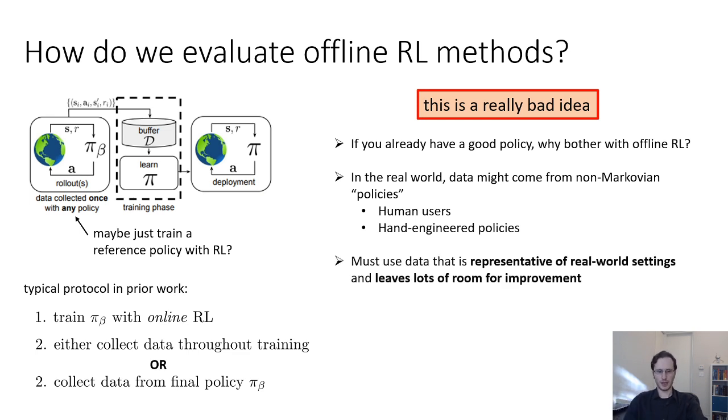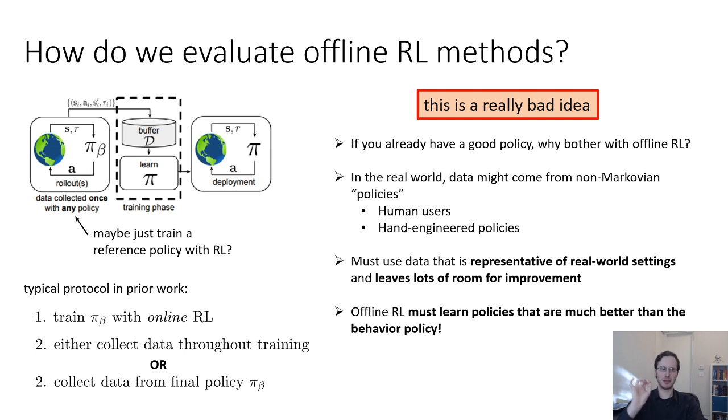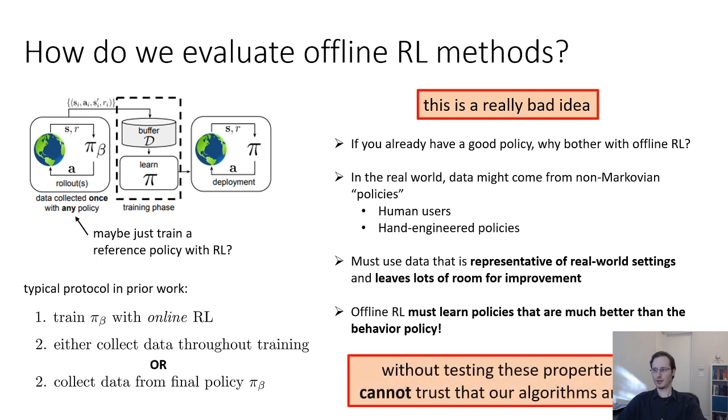So if you really want to evaluate your offline RL method, you really have to use data that is representative of real-world settings and leaves plenty of room for improvement. The point of offline RL is to learn policies that are much better than the behavior policy, that are better than the best thing in your data set. Without testing for these properties, you can't really trust that our offline RL algorithms are good. And of course, in past work from my group, we've also been guilty of doing this, but we're mending our ways. We're not going to do this anymore.